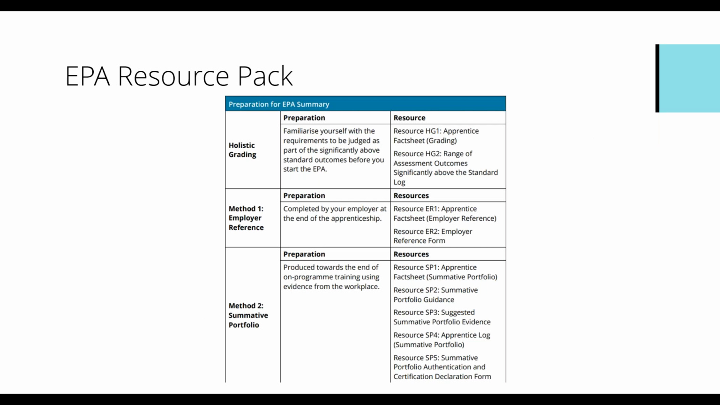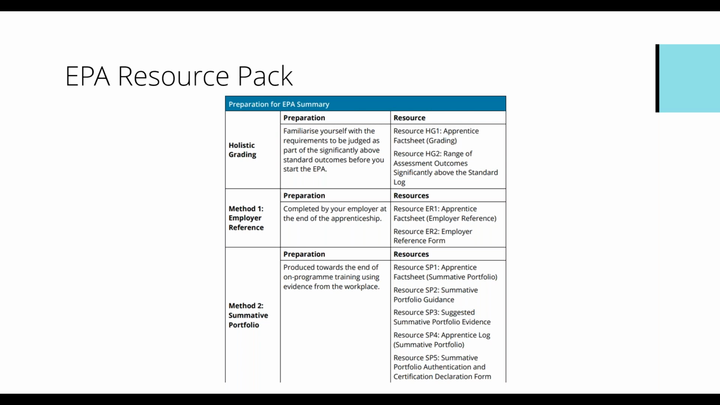Taking a quick look at the resource pack, in preparation for EPA, we need to consider certain things. We need to consider what's the best way from a preparation point of view, and that really is to familiarise yourself with the requirements that are going to be judged as part of significantly above the standard outcomes before you start the EPA. From a holistic point of view, that is the way that our team will go about assessing all apprentices that we work with. So we are looking to gather as much evidence across all of the portfolio to map against all of the outcomes, so we want to see clear evidence versus criteria.